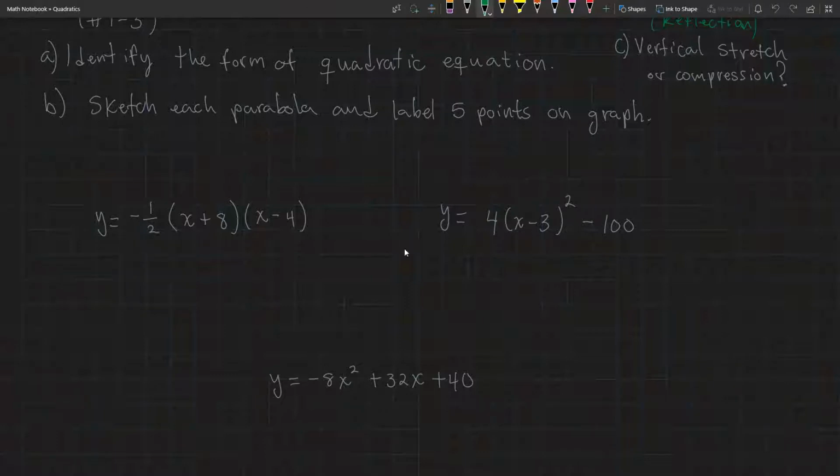For me, when I see this, I immediately recognize something times something. So that must be x-intercept form, or factored form. I'm going to start using that actual name, factored form. But if you wrote x-intercept form, that's correct. So number one, we know it's factored form. What else do we know about it? We're going to do the letter B, the 5 points, below.